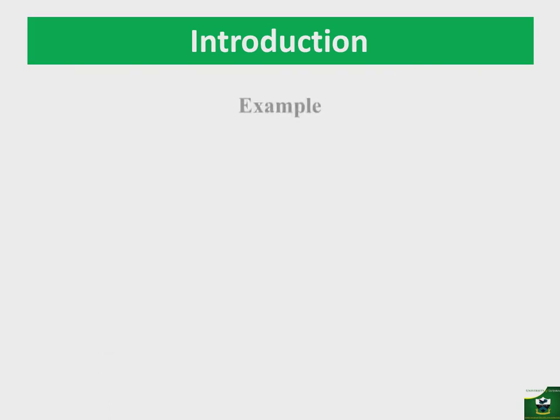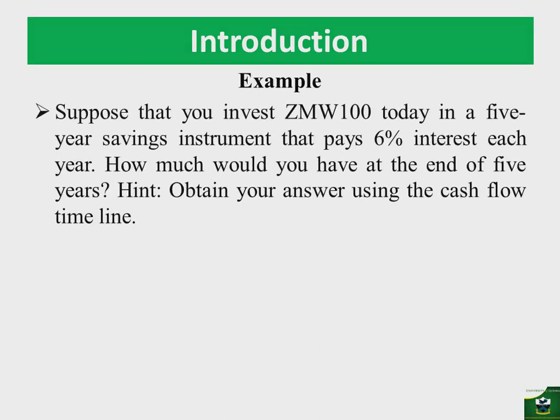Okay, with this, let's look at an example. Suppose that you invest 100 kwacha today in a 5-year savings instrument that pays 6% interest each year. How much would you have at the end of 5 years? Now, for you to know how much you will have at the end of 5 years, here I've suggested that you use a cash flow timeline so that you are able to monitor each part of the investment period. Okay, so let's look at the solution.